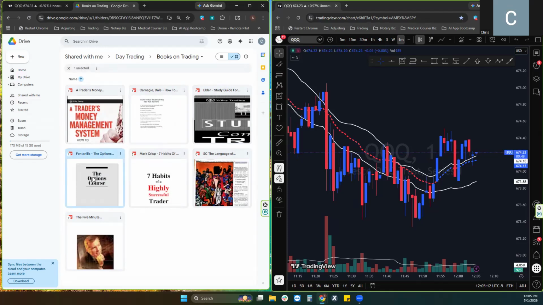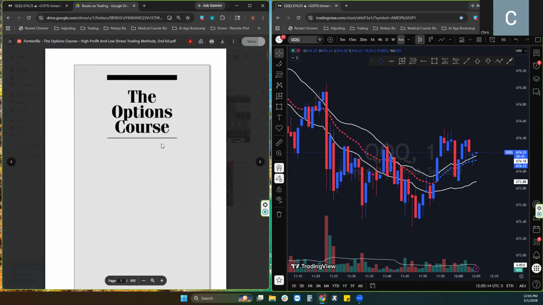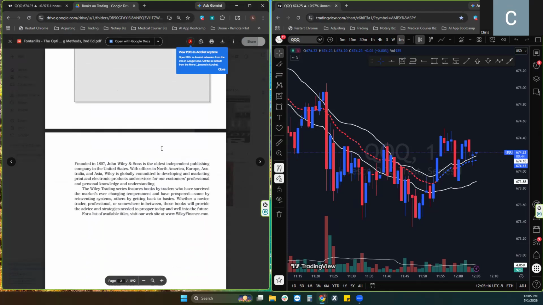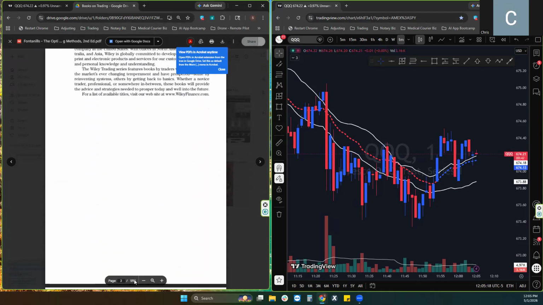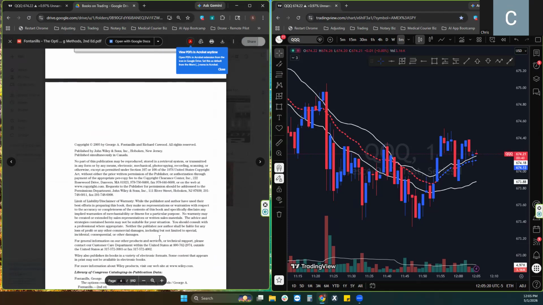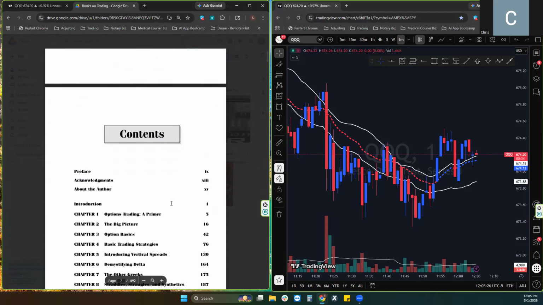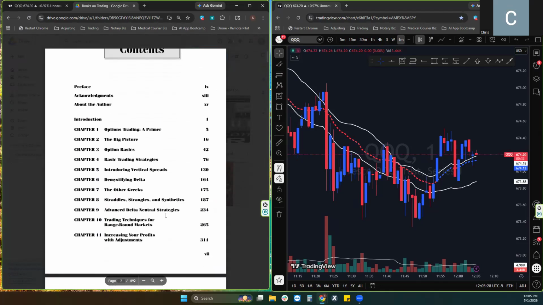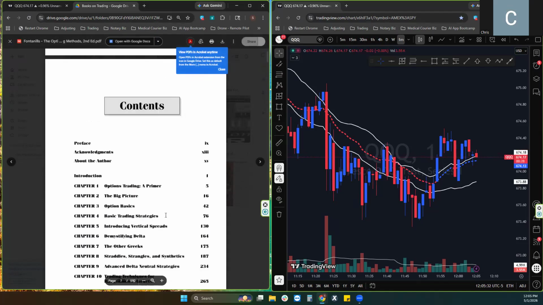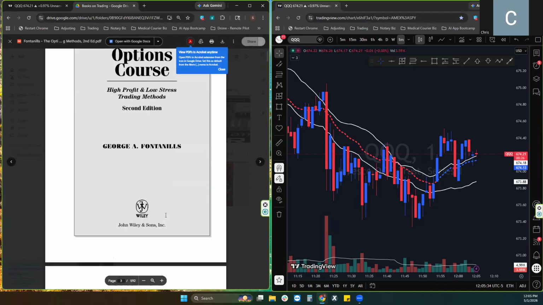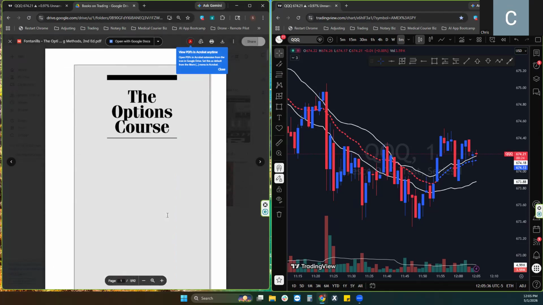This one right here. So the options course. This is the first book that I ever read on trading. 592 pages. I read this thing from front to back in 2014. And then in January 2015 is when I started trading demo on Oanda. So this is the book that I started reading that got me interested in trading.